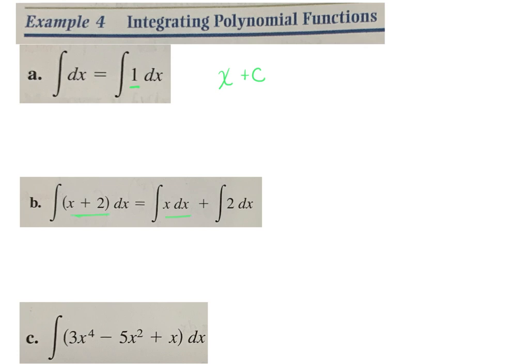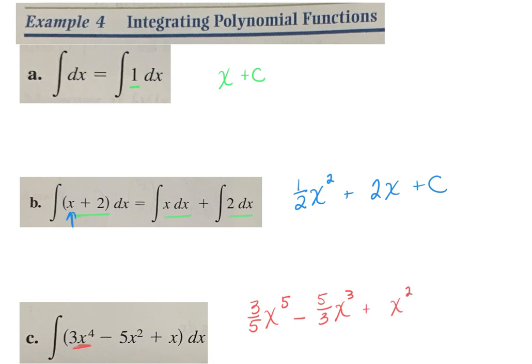So like for this one, it broke it up, but you don't have to write it out like that. Look at each piece individually. How would I do the x? Well, my new exponent is going to be x to the second power divided by 2. So that's 1/2 x squared. And then my 2 is a constant. So it's going to go from 2 to 2x. And then, of course, I have my plus c. All right, let's look at the next one. My new exponent is going to be 5, right? And it is divided by 5. My new exponent is going to be 3, and then it is divided by 3. And my new exponent here is going to be 2, and then divided by 2.